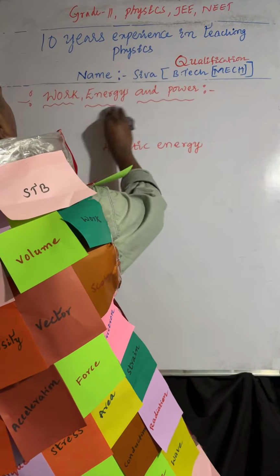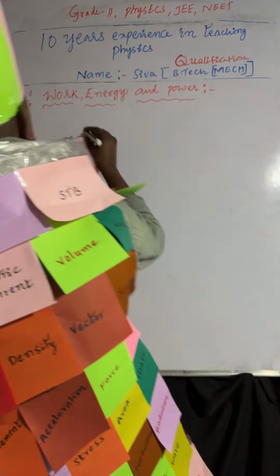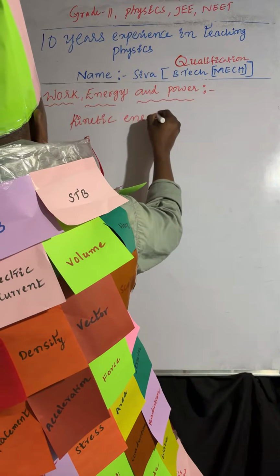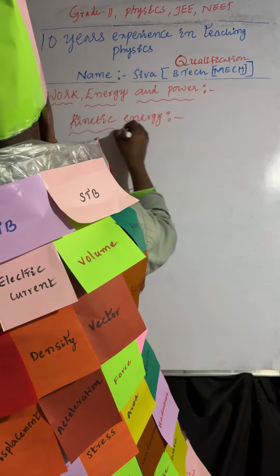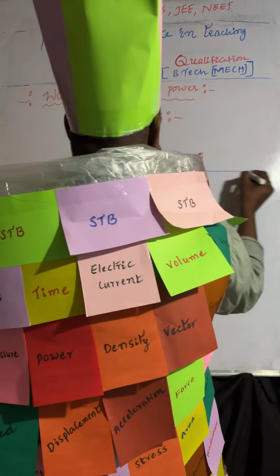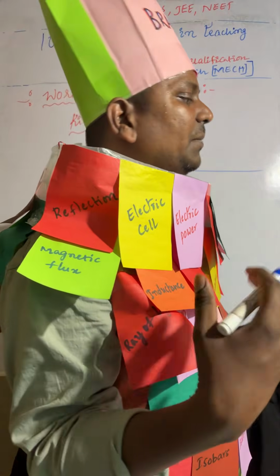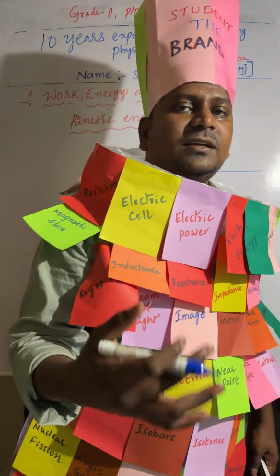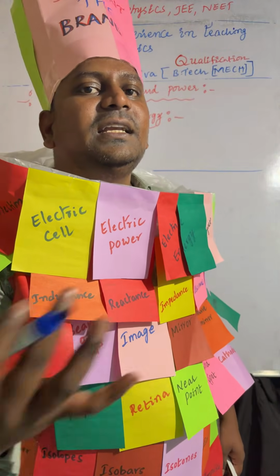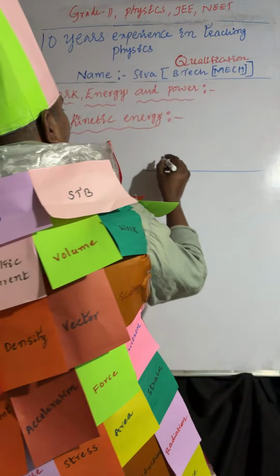Energy possessed by the body by virtue of its motion is called kinetic energy. Now we will discuss kinetic energy. I will give one situation. Work done on the object is equal to the change in kinetic energy. The work energy theorem says that when we apply force on the object and it comes under motion, work done equals the change in kinetic energy. So here the object is here.